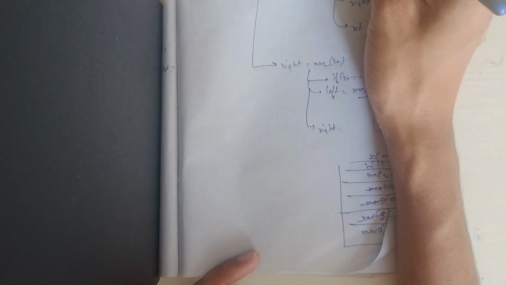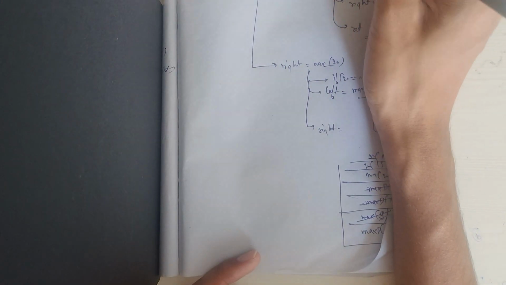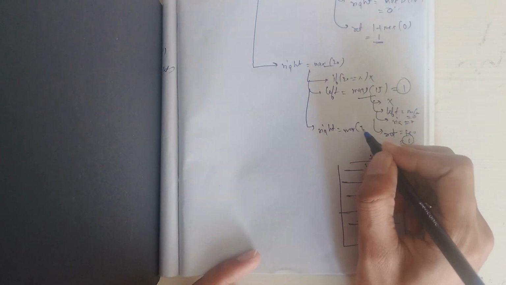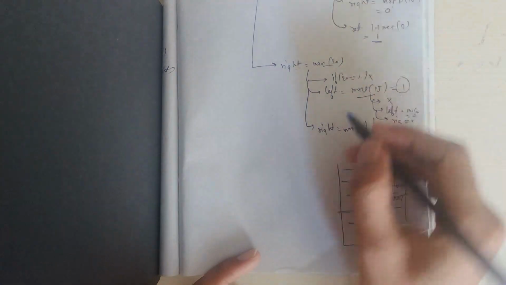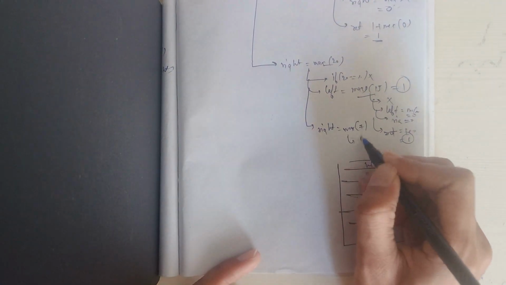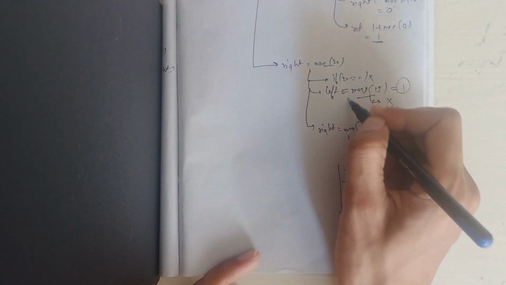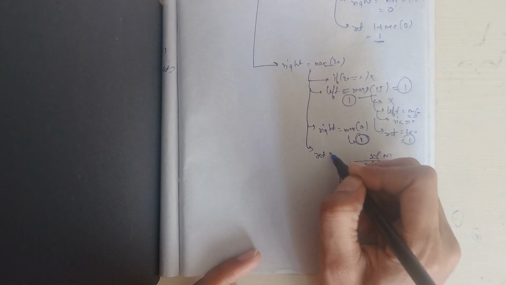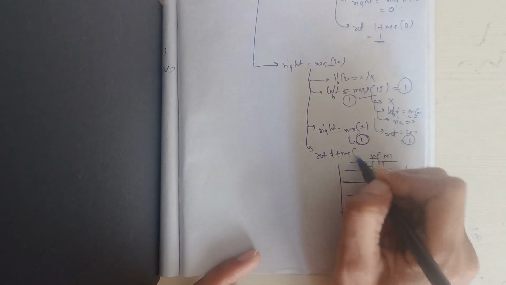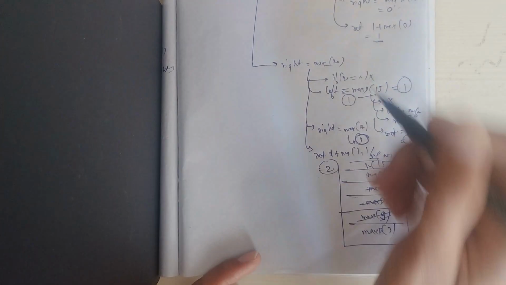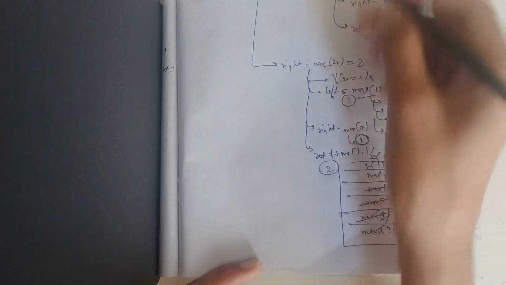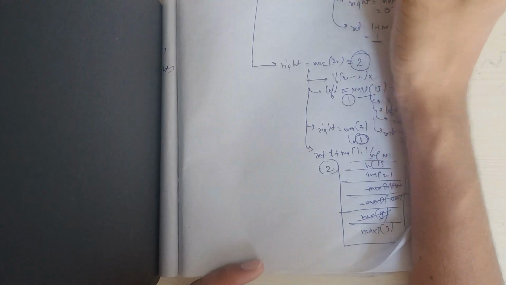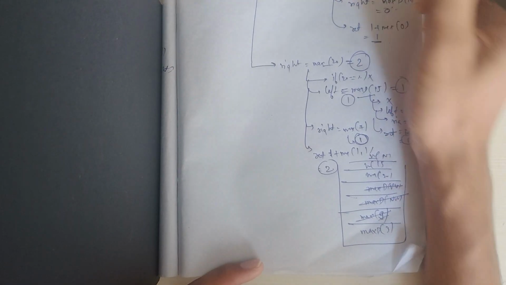Similarly, check for right. Right of 20 is 7. So maxDepth of 7, similar to this, will also return 1. So the value of left is 1 and the value of right is also 1. So return 1 plus the maximum of 1, 1, which is 2. So the value of maxDepth of 20 is 2, and the value of maxDepth of 9 is 1.